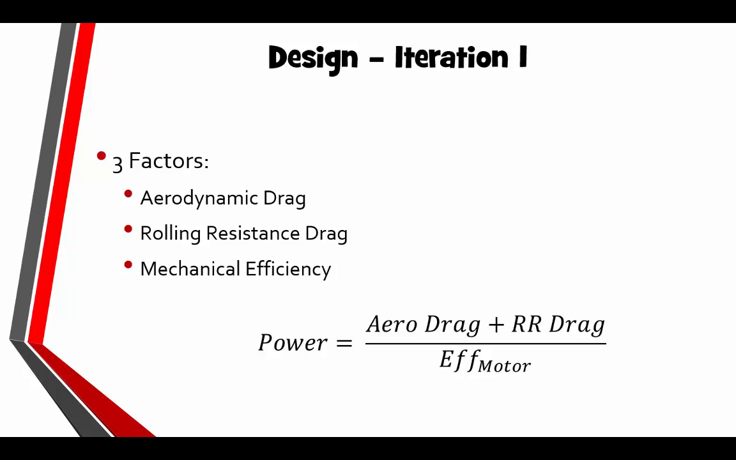So we need to look at the three factors that affect that power that is consuming that 1,820 watts. There are three main things affecting it: aerodynamic drag, rolling resistance drag, and mechanical efficiencies. And we're going to talk about each of those specifically, but it goes in this formula: aero drag plus rolling resistance drag divided by the motor efficiency. And that will tell you how much power you're consuming. And that number can't be greater than 1,820.